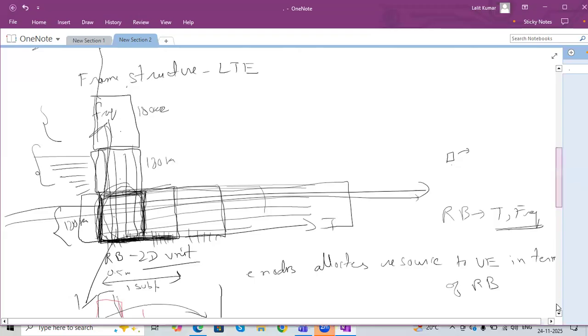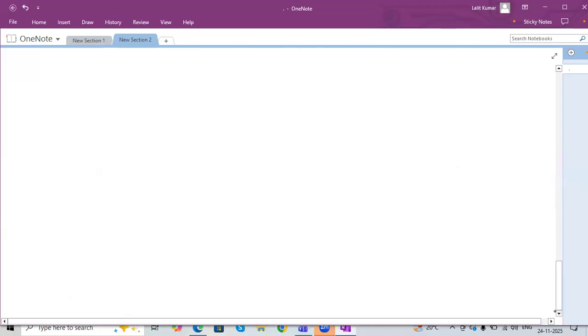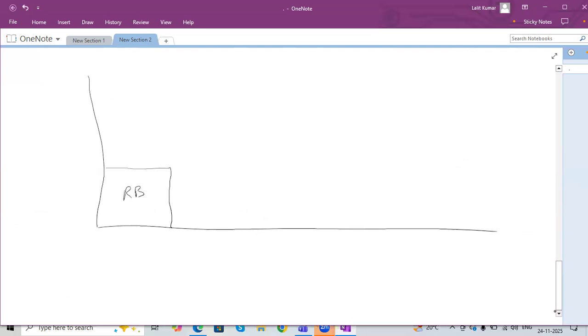We'll draw this again. This is one resource block, this is one resource block, each 0.5 millisecond. And this will be 12 subcarriers here, 12 subcarriers up to this point, which is 180 kilohertz. And here there are seven symbols; I'm not drawing them, otherwise it will become more complex.